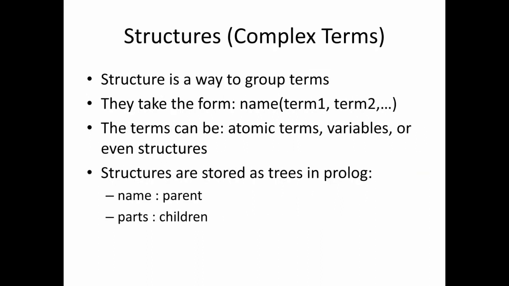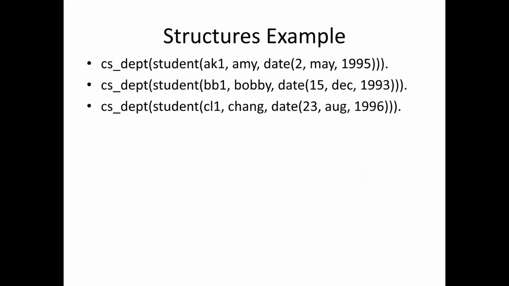And you can define complex terms. Give it some name, and then list terms as arguments. And a term could be non-variables, variables, or even other structures. And once you have a structure, it's stored as a tree in Prolog. So the name becomes a parent, and the parts become children. So for example, we can define a structure whose name is CS department, which has one child, which is another structure called student, which itself is a structure with 3 children, ID, name, and date of birth. The date is also a structure with date, month, and year.